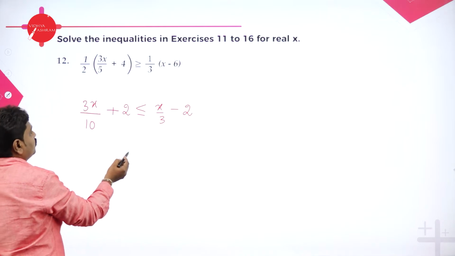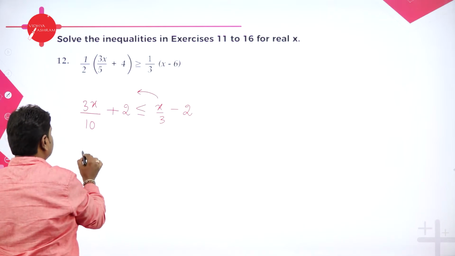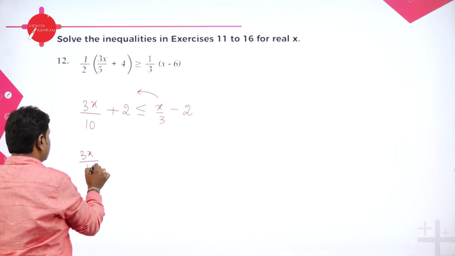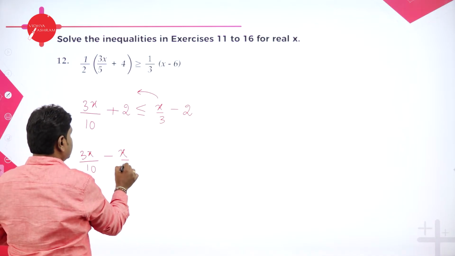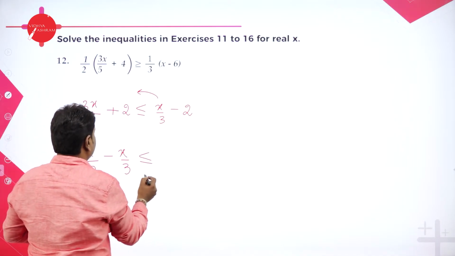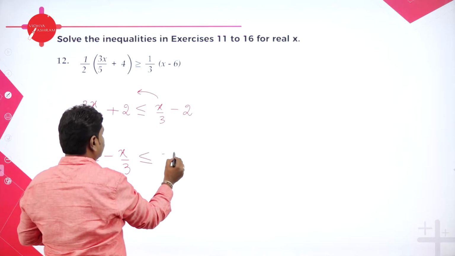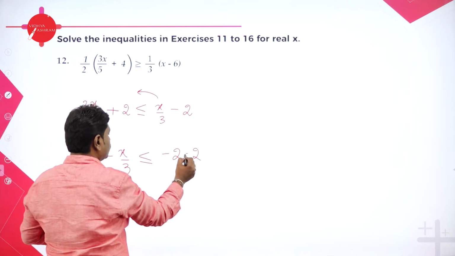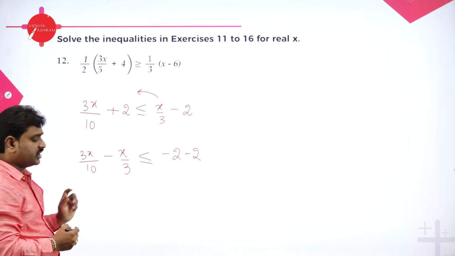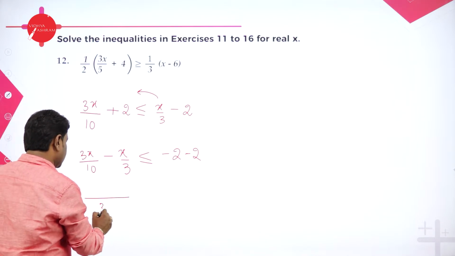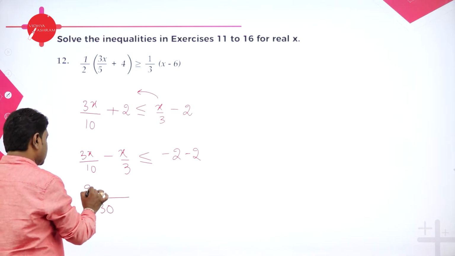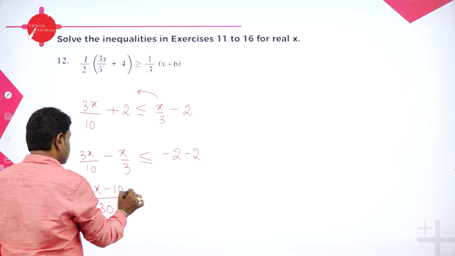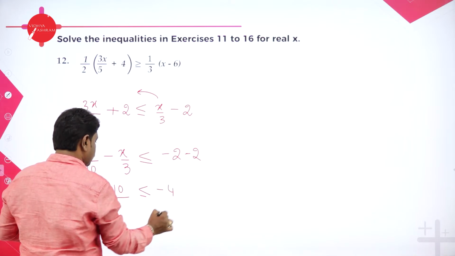Now bring all x terms to one side, bring this term to LHS. So 3x by 10 minus x by 3 equal to 2, you transfer to that side, so minus 2 minus 2. Now take LCM for 10 and 3. What is the LCM for 10 and 3? 30. Cross multiply 3 3s are 9x minus 10x less than or equal to minus 4.